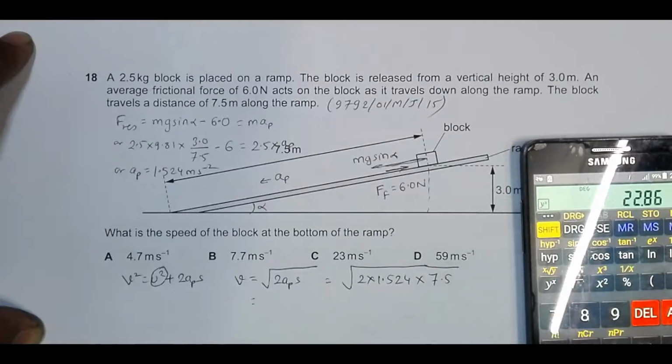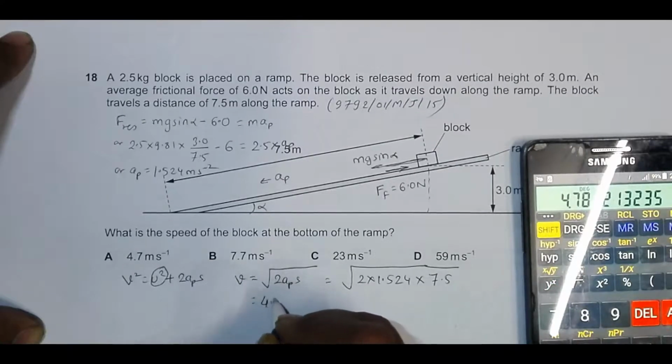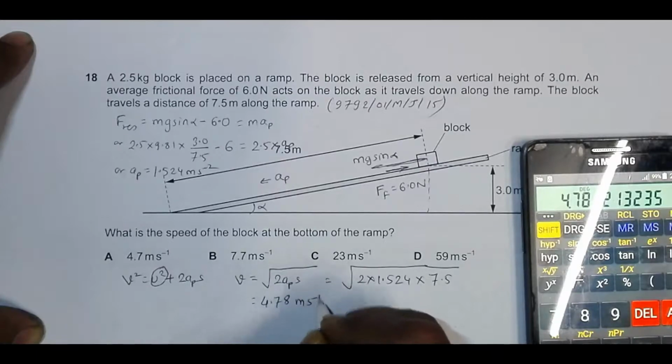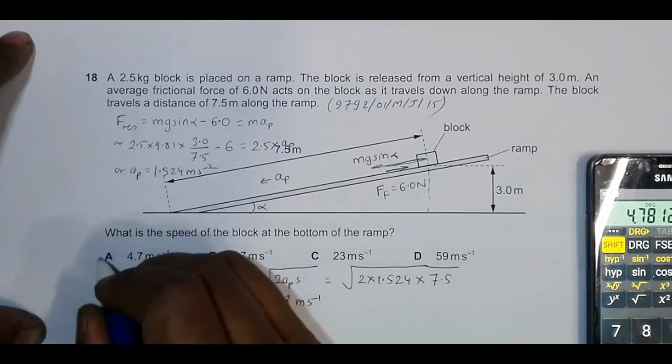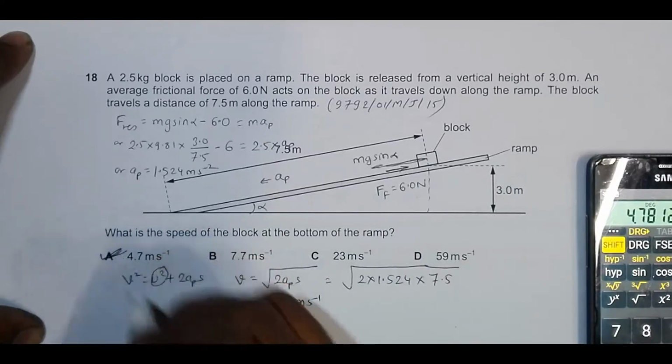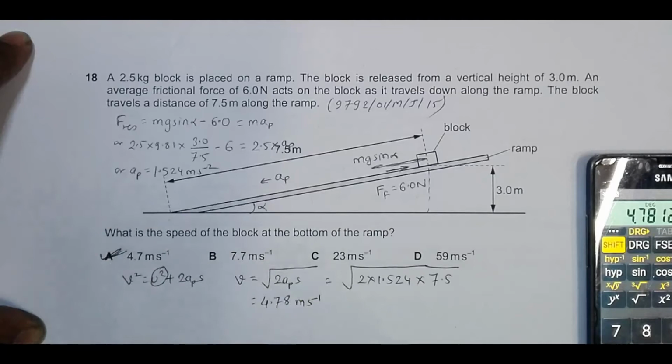So when I do the calculations, it will become 4.78. So it is 4.78 meter per second, and the answer closest to this value is choice number A. So choice number A is the correct answer, which is 4.7 meter per second.